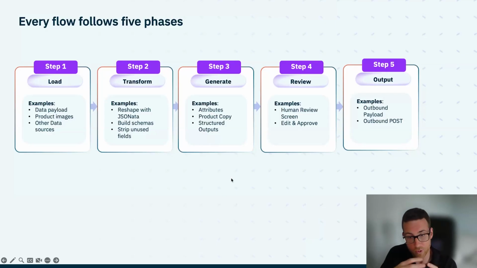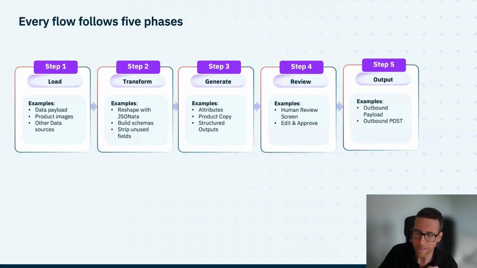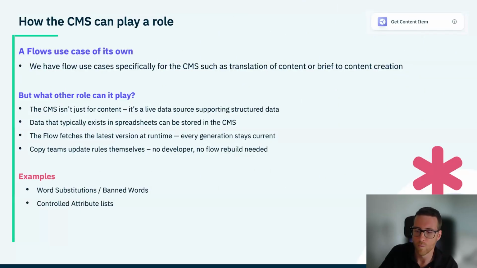Once you've loaded and transformed the data, you can then pass it to the AI model to generate, in this case, the product copy and attributes, and then pass that off to the review stage, where it gets reviewed, amendments are made, and then approved. And then that will trigger the output payload to the third-party system. So those are generally the 5 steps to consider when building out your flows. And then some other interesting things that we've learned.